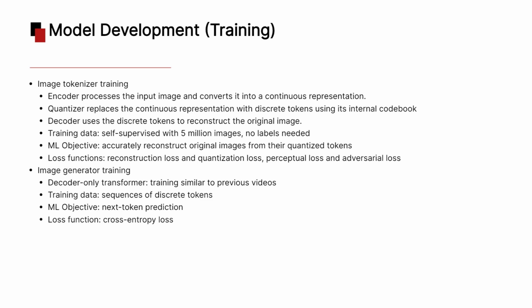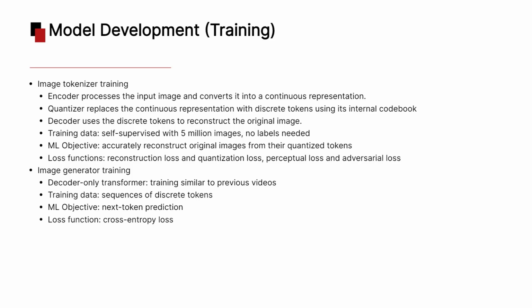Once the tokenizer is trained, we move on to image generator training. Here, we use a decoder-only transformer that takes in sequences of discrete tokens and learns to predict the next token in the sequence, similar to how large language models work for text. The training data consists entirely of tokenized image sequences produced by our tokenizer. The ML objective is next token prediction, which allows the model to generate coherent and consistent token sequences that can be decoded back into high-resolution images.